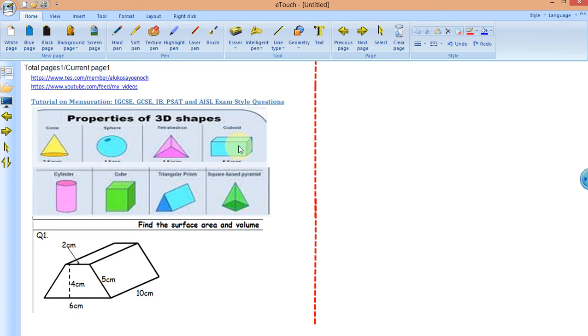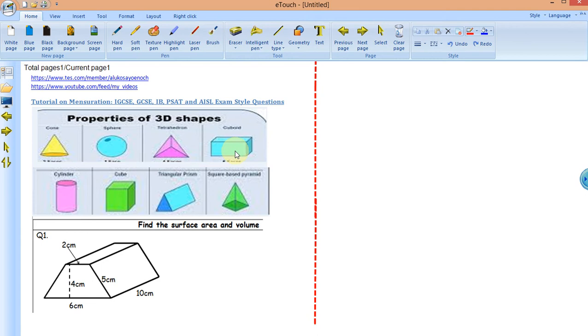Then second, we can also take a look at this. It is a pyramid. It is a square based pyramid because the base here is a square. What is a pyramid? A pyramid has triangular lateral faces or side faces, triangular side faces, unlike a prism, which has rectangular or square lateral faces.